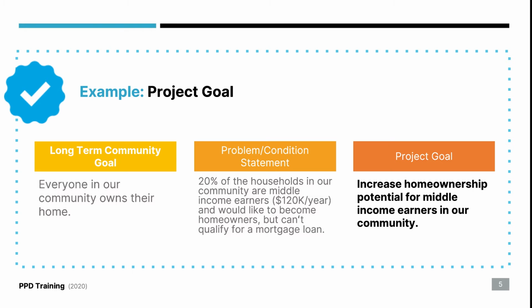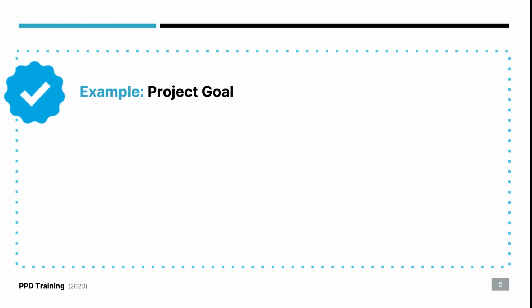So if you're proposing a project, you can't force people to buy a house. However, you can help them increase their home ownership potential, right? Through financial literacy or through helping them develop a savings account and a savings plan. So that is something that a project can accomplish. It can increase their home ownership potential. And for who? What is the population we're identifying? Middle income earners in your community.